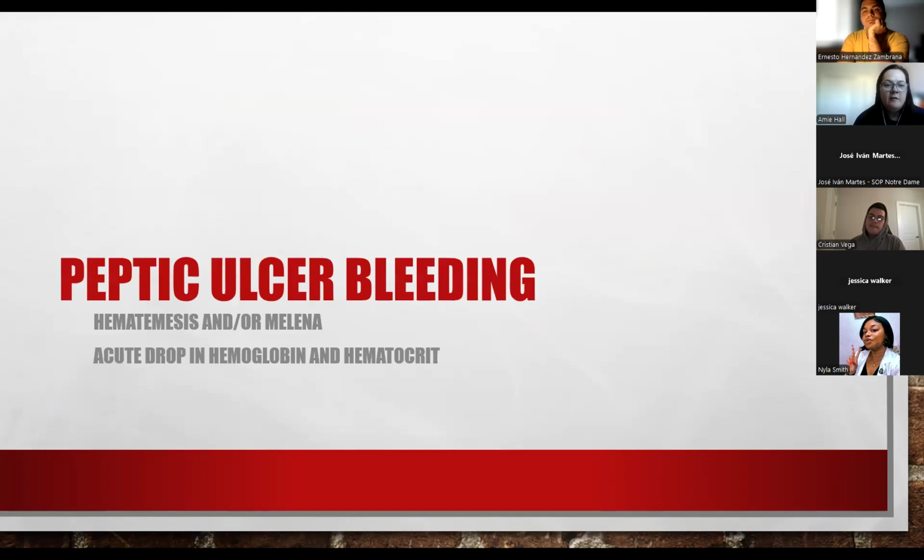All right, so what happens if that peptic ulcer starts bleeding? We're going to see hematemesis. We're going to see potentially melena, which is dark tarry stools or blood in the stools. And we could see an acute drop in hemoglobin or hematocrit. That would be like your hemoglobin dropping greater than 1 point. Hematocrit, I can't remember what the cutoff is, but I'm constantly monitoring hemoglobin in my patients who are in the hospital and looking for greater than 1 point drops to see if they're bleeding from anywhere.